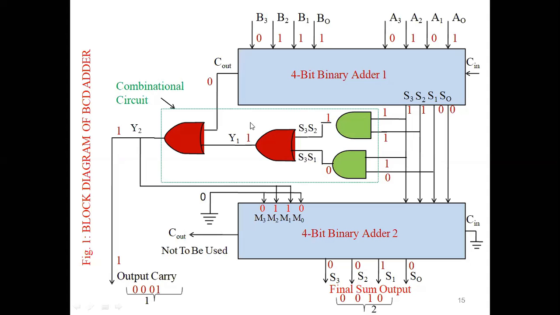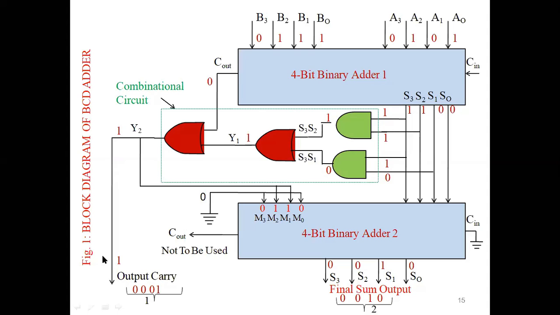So why did we put the output as 0 here? When we do the addition, the carry will be 0. So 0 and here 1. So 1 plus 0 is 1. Whenever at the final level we get the output y2 equal to 1, you must and should add plus 6.